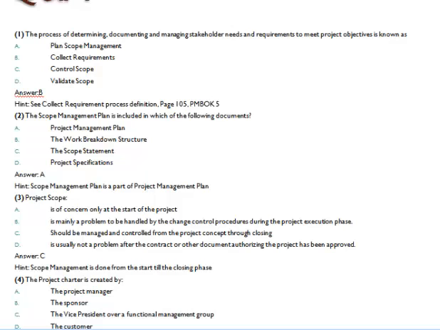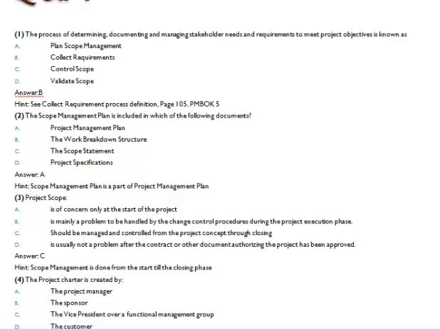Second question goes, the scope management plan is included in which of the following documents? It's a simple one. Remember, it's a subsidiary plan, and the subsidiary plan is actually in the PM plan, the project management plan. So this is what your PMP exam would look like. It was just simple questions like this. Don't get scared, because if you go through the tutorials, you should be able to answer and pass your PMP exam. So let's go to the third question.